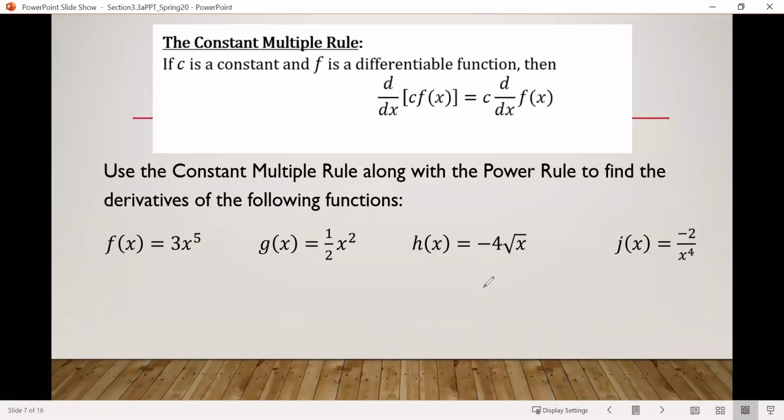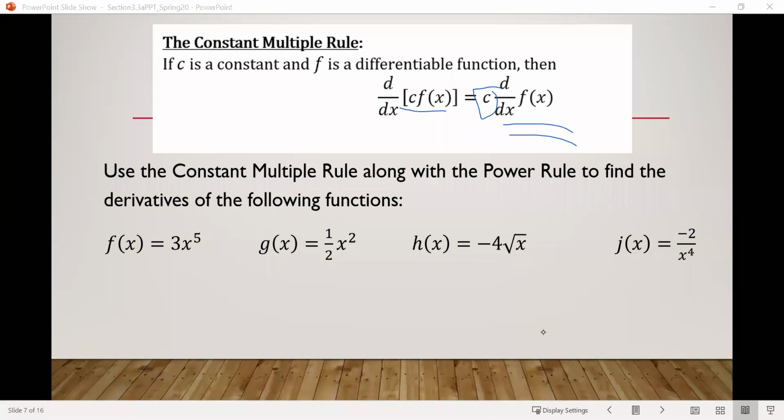Okay, now one other rule that we need to know, and then we'll use it to find some derivatives, is our constant multiple rule, which basically tells us that if we have a function being multiplied by a constant, and we're trying to find the derivative, what we can do is just take the constant and multiply it by the derivative of that function. So let's look at an example here with this first one.